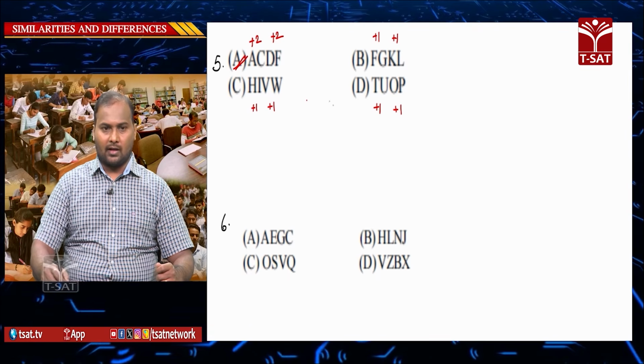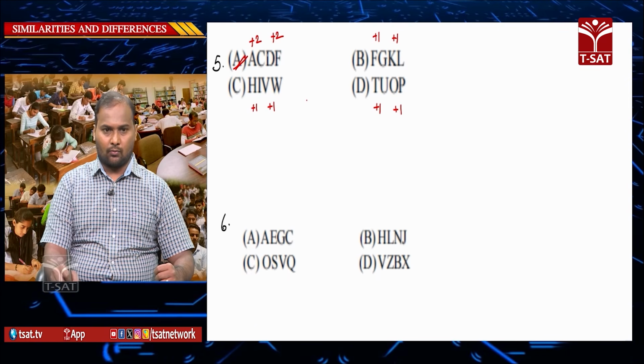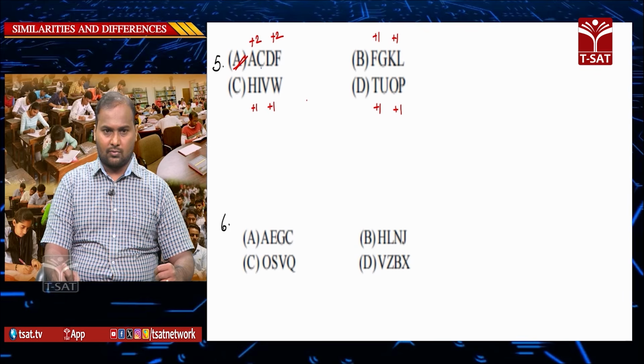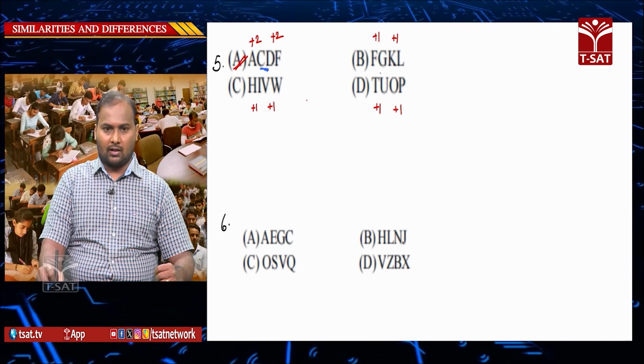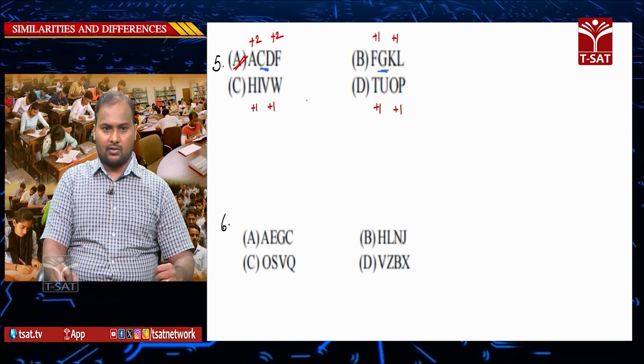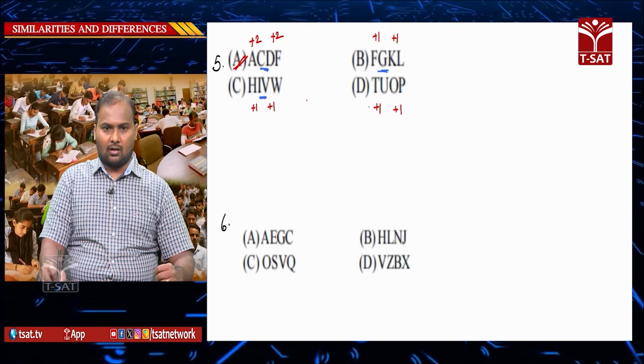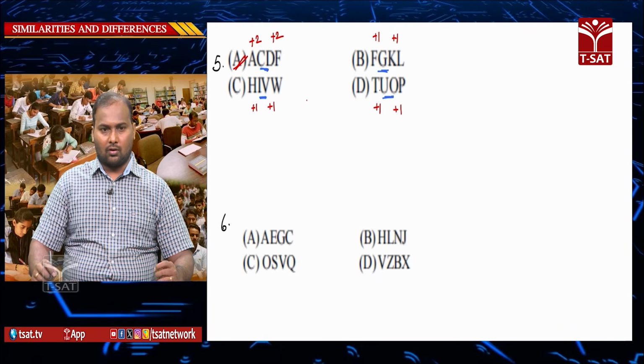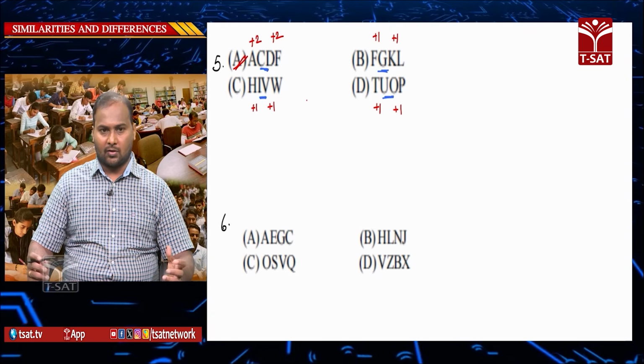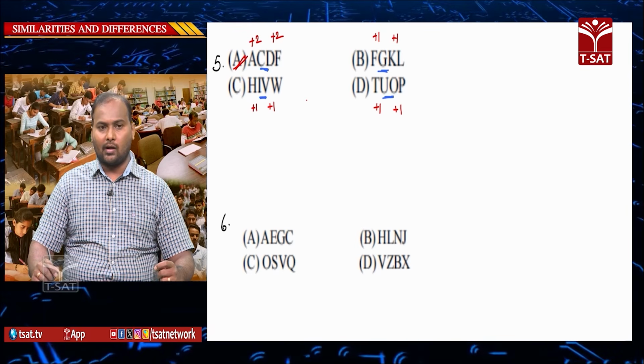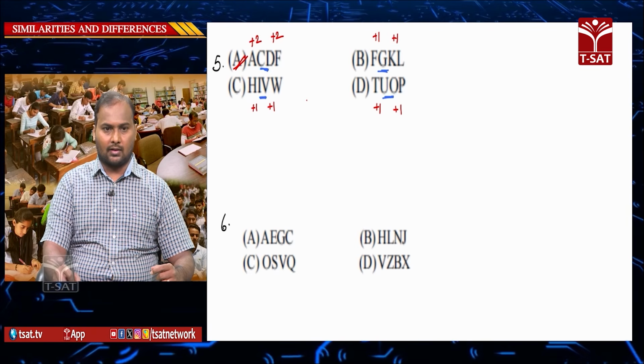Again, I am saying why I am not taking the center one, why I am not taking the range between C and D, because you observe the range between C and D, the range between G and K, the range between I and V, and the range between U and O. All four options are following different ranges, so that is the reason I avoided taking the range in the center letters.